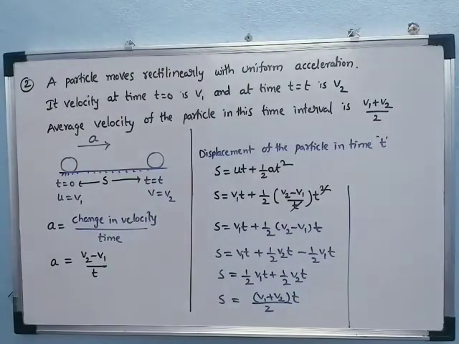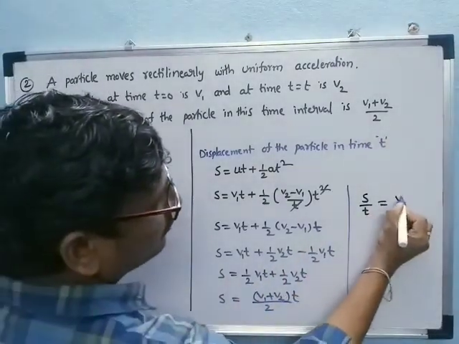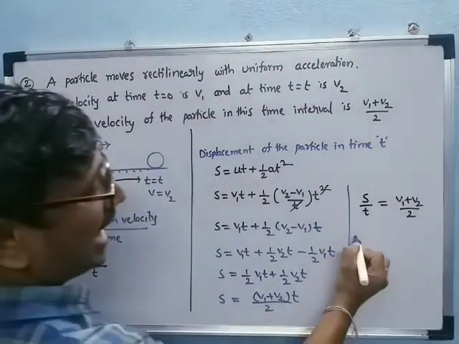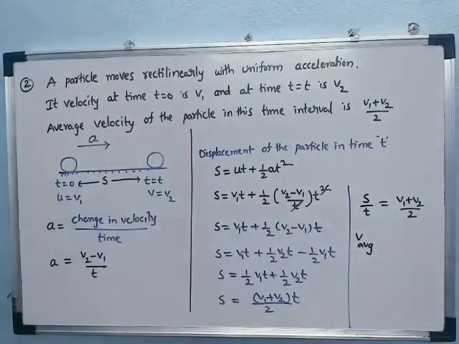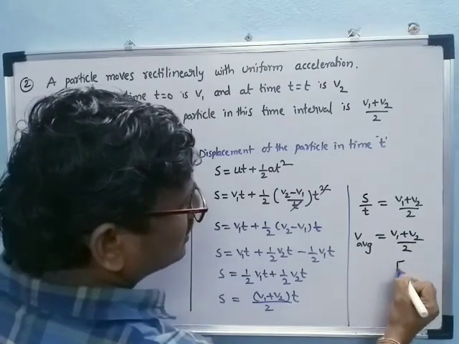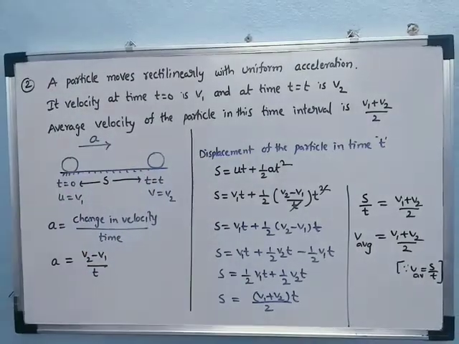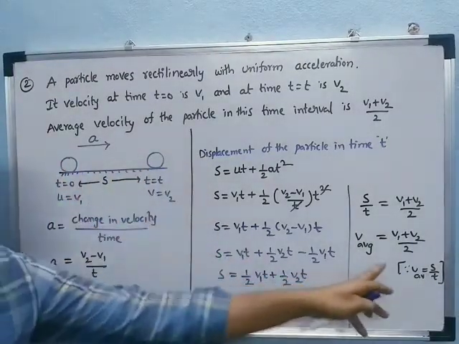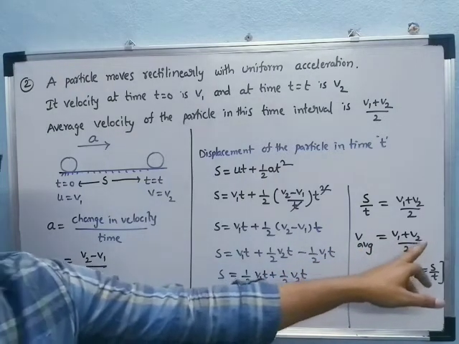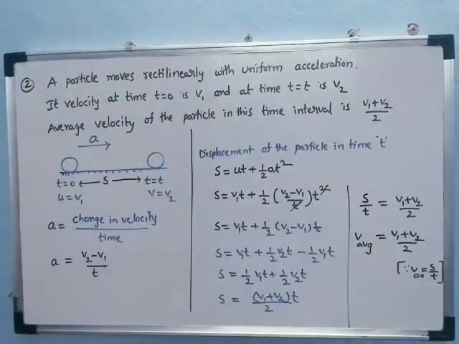Now the time is taken to this side. The total displacement by time is equal to (v1 plus v2) by 2. The displacement by time is called the average velocity. Average velocity is equal to (v1 plus v2) by 2, since the average velocity is equal to total displacement by time. Here the total displacement is s and the time is t, that is equal to average velocity (v1 plus v2) by 2. So the given statement about average velocity is true.